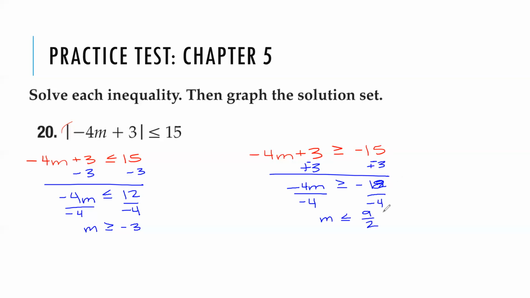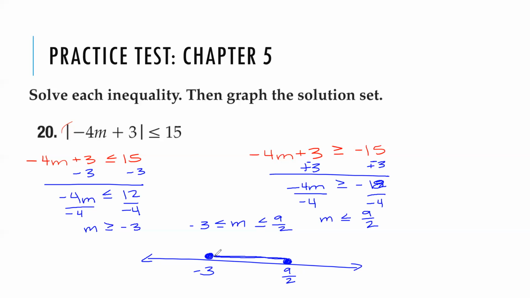So my solution is going to be negative 3 is less than or equal to m, which is less than or equal to 9 over 2. When I graph this, I have a circle at 9 over 2, and it's going to be closed because it's less than or equal to. And at negative 3, it's greater than or equal to negative 3, so it's a closed circle. So everything in between here is a solution to this inequality, okay?